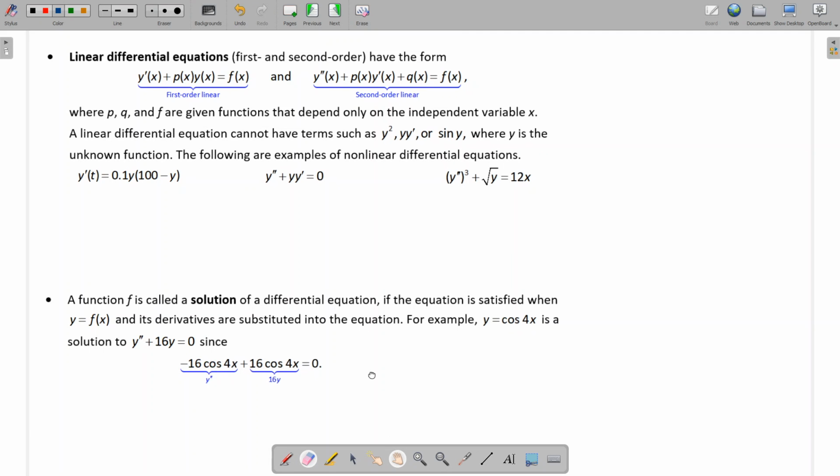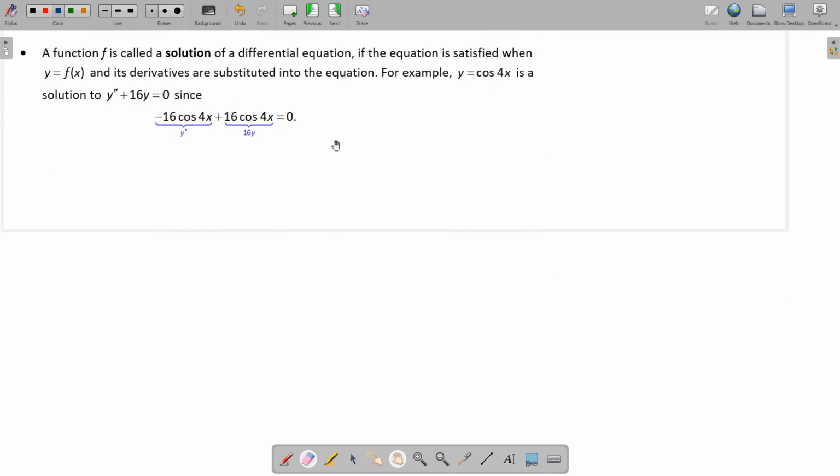Okay, so let's talk about solutions. So as I mentioned, solutions to differential equations are functions. They're not just simple numbers unless the solution was a constant function. So let's say we look at this second order linear differential equation, and we want to verify that this function is actually a solution.